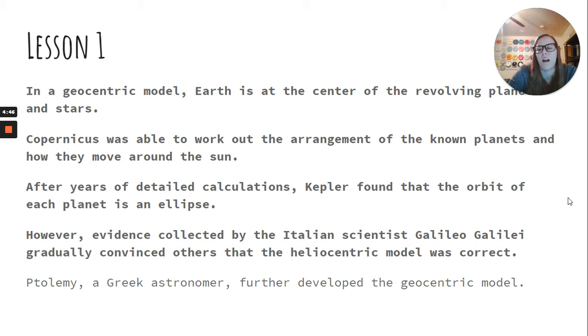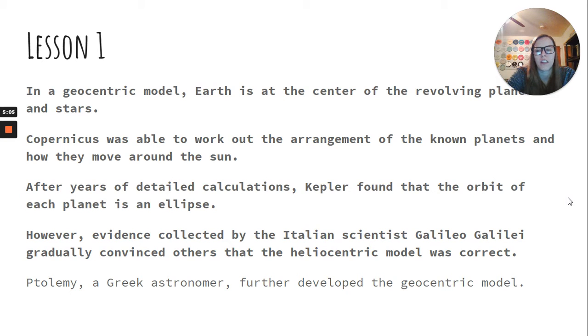And then, however, evidence collected by the Italian scientist Galileo Galilei gradually convinced others that the heliocentric model was correct. So remember, that's the one where everything revolves around the sun. And that is how our solar system is set up.